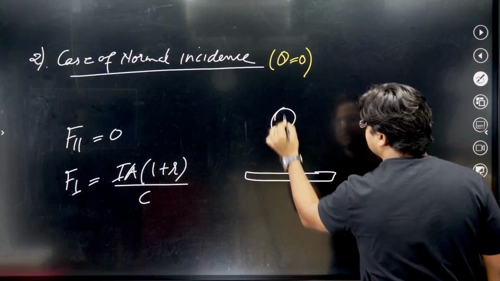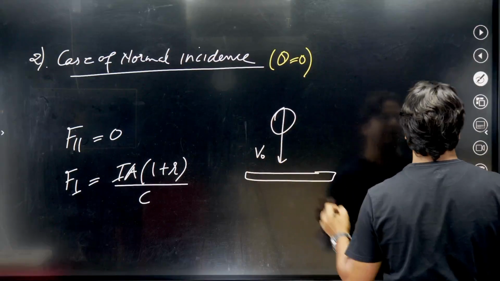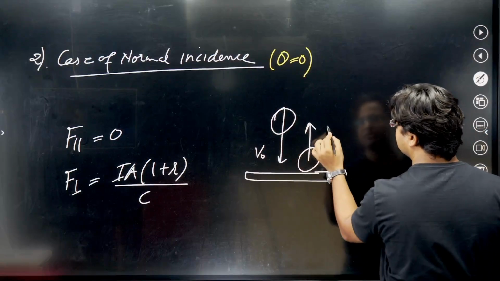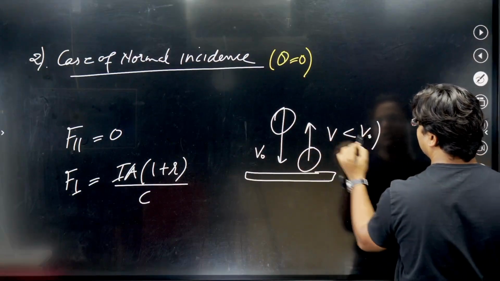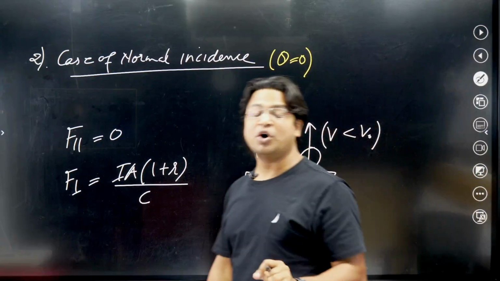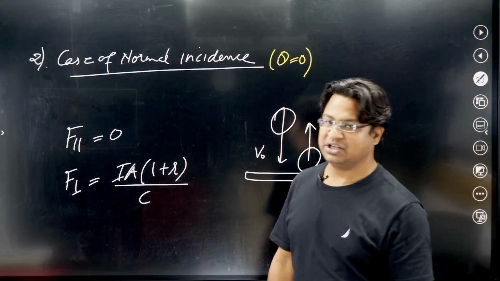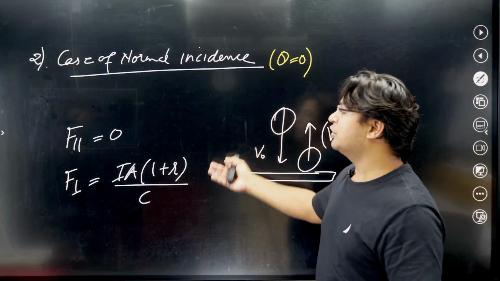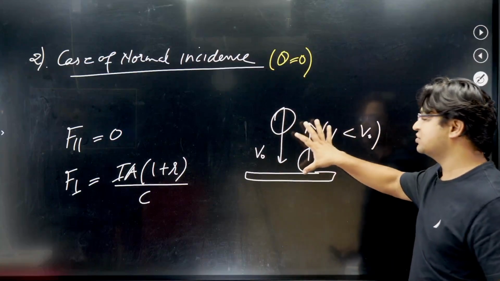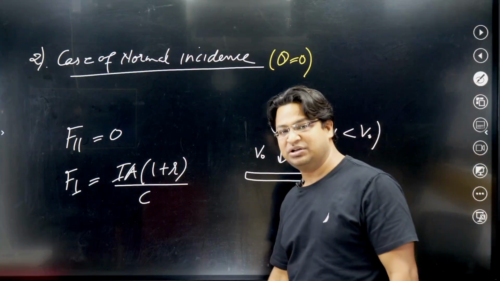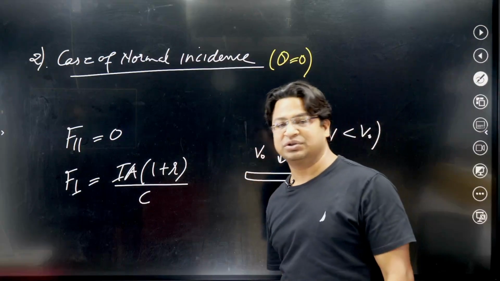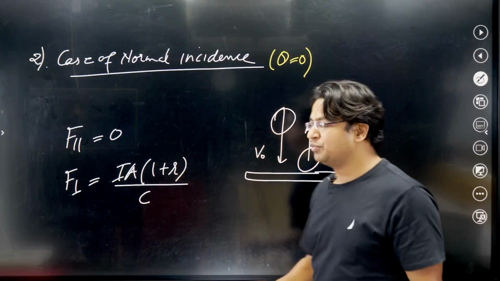Now the ball is striking with a velocity v0, but when it bounces back, it bounces back with a velocity which is less than v0. So now the collision is not perfectly elastic. It is somewhere between perfectly inelastic and perfectly elastic. And what would be the case if I want to make this collision perfectly inelastic? Then I have to make R as 0. The reflection coefficient will become 0. I hope you get this point.